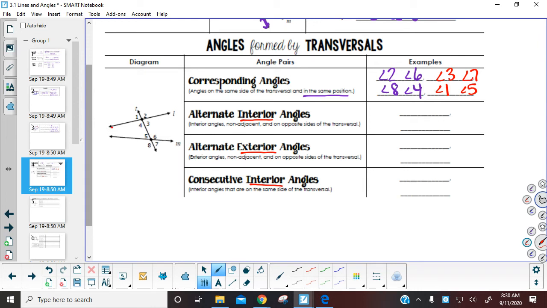So what we're talking about is inside these non-transversals. If I look here and draw a box around that, inside is going to eliminate these angles right now, because inside the box is right there. Alternate interior are going to be on opposite sides of the transversal, but not adjacent. Not adjacent means not next to each other. So 4 and 3 can't work because those are next to each other.